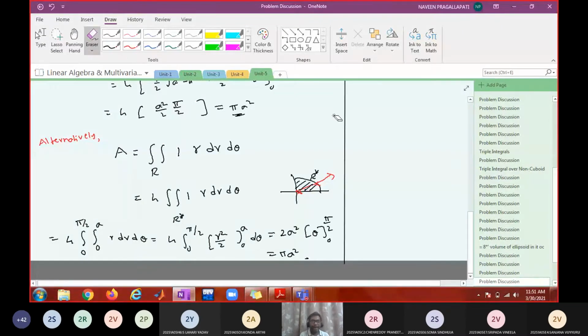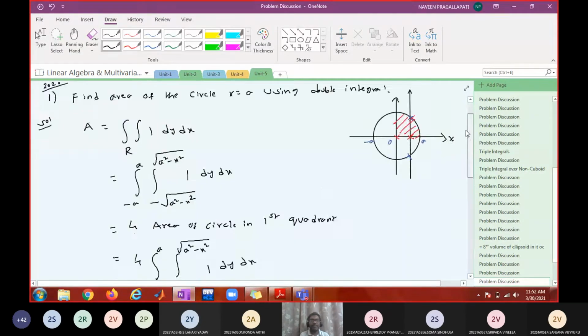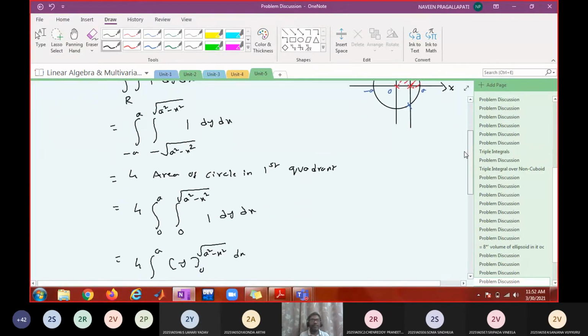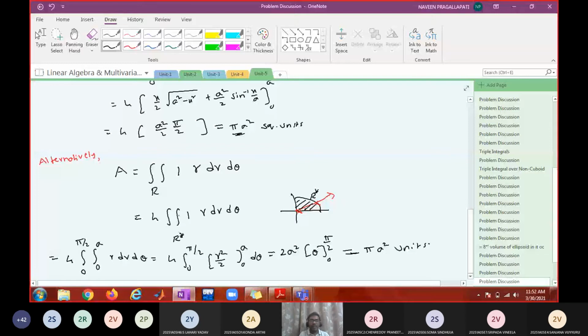Is it okay? Square units. Shall I proceed? Yes.